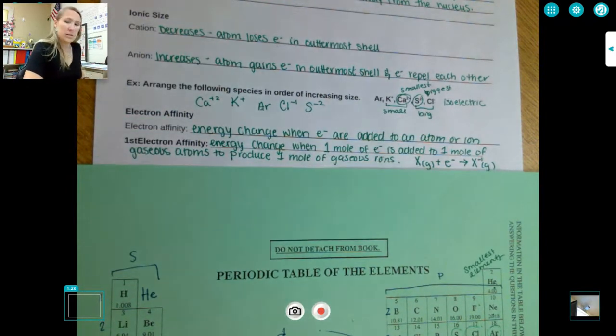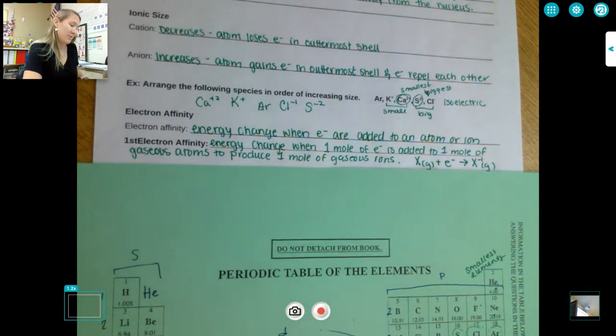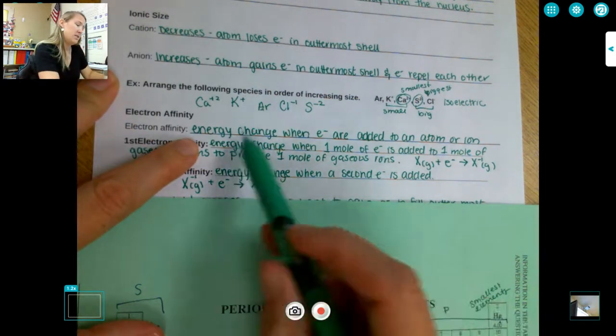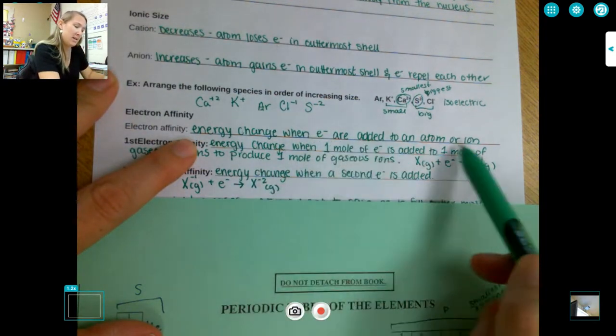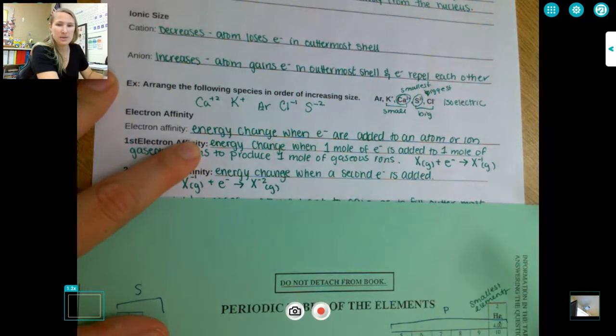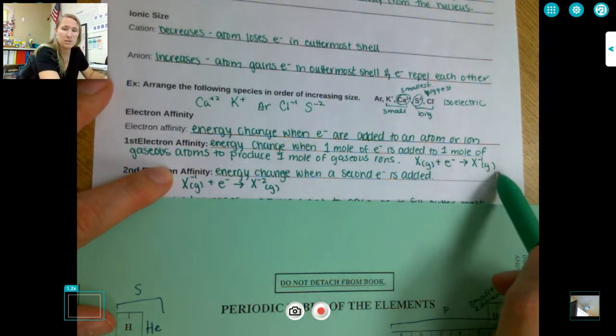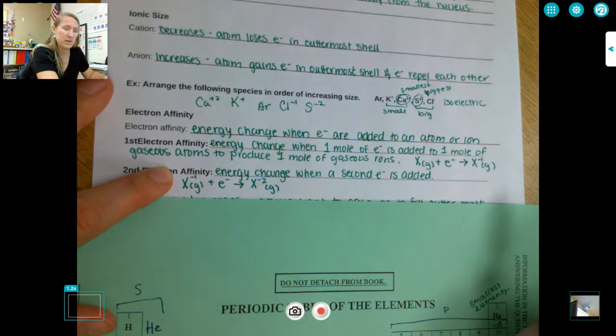All right, a couple more trends to talk about. One, electron affinity. Electron affinity is the opposite of electronegativity. So electron affinity is the energy change when electrons are added to an atom or ion, opposite of ionization energy, because that is when they are removed. And just like for ionization energies, we can write reactions, we can do the same thing for electron affinities.